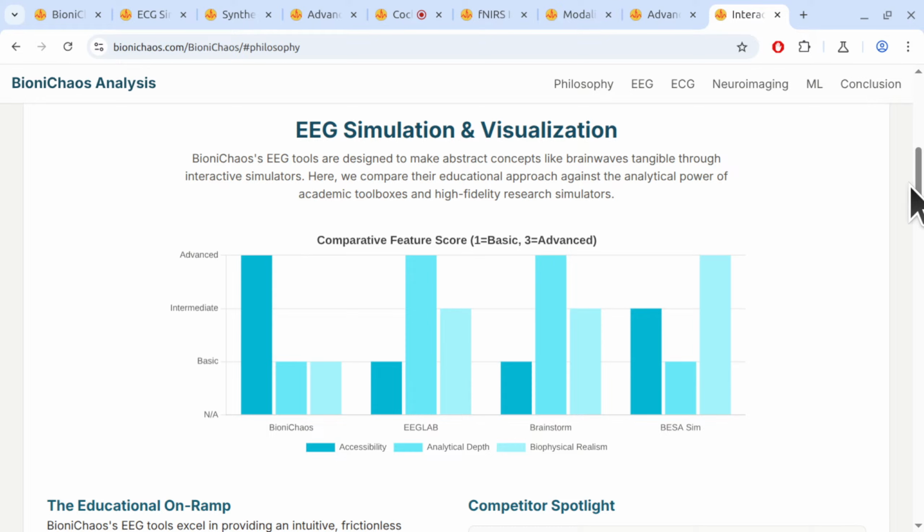Okay, so that's the big picture philosophy. Now let's get into the specifics. How does this play out with their actual tools? Let's start with EEG brainwaves. These tools are designed to make abstract concepts like different brainwave frequencies visible and interactive.